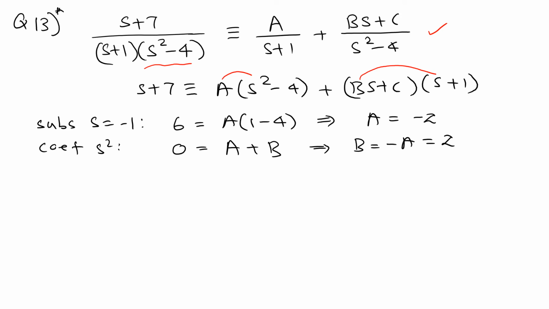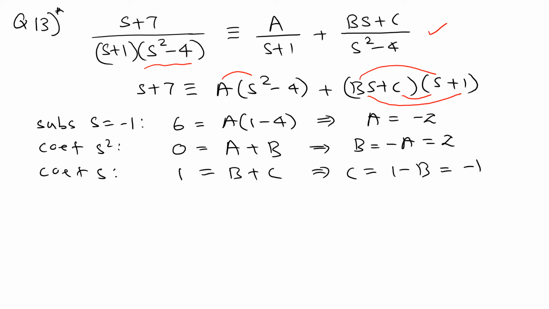So we go for the next lower coefficient, the coefficient of s. On this side there's 1, and there's no s term from the first one. From the second one, you get an s term if you multiply Bs and 1, so the coefficient is B, and also another one if you multiply C and s, so the coefficient is C. If you plug in the value of B, C equals 1 minus B, which gives you -1. So that's what you get for the coefficients.